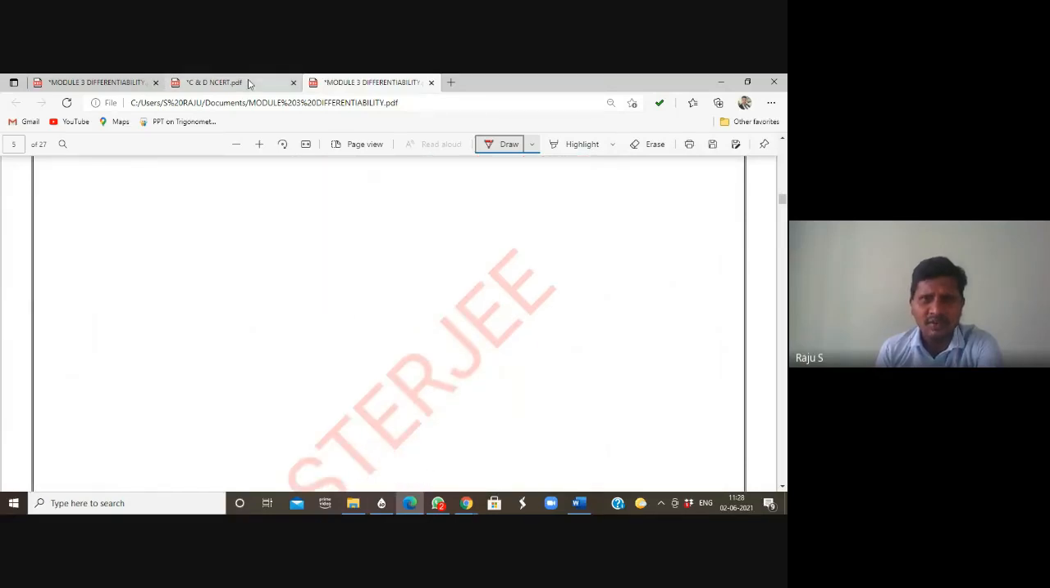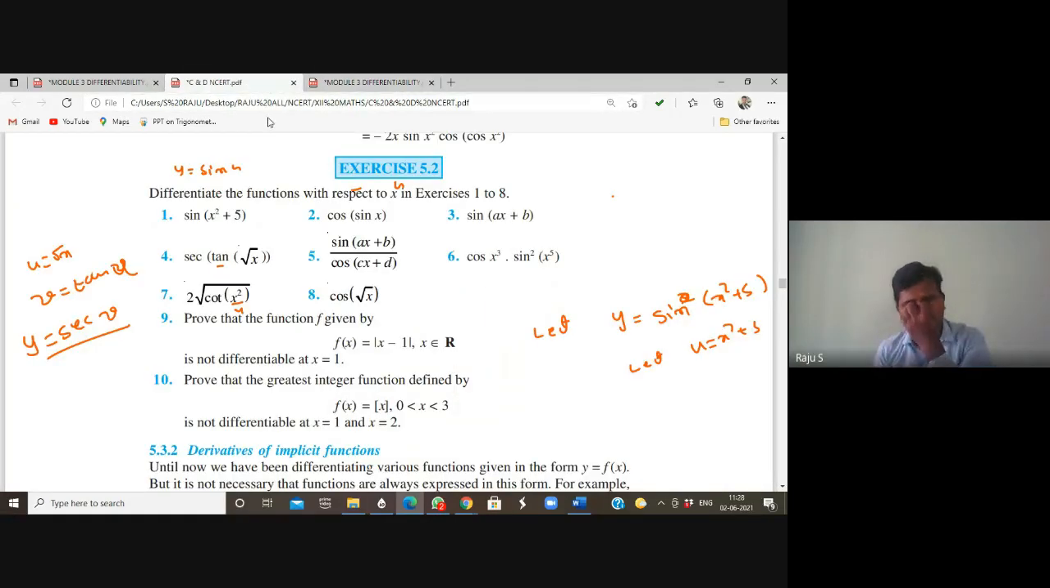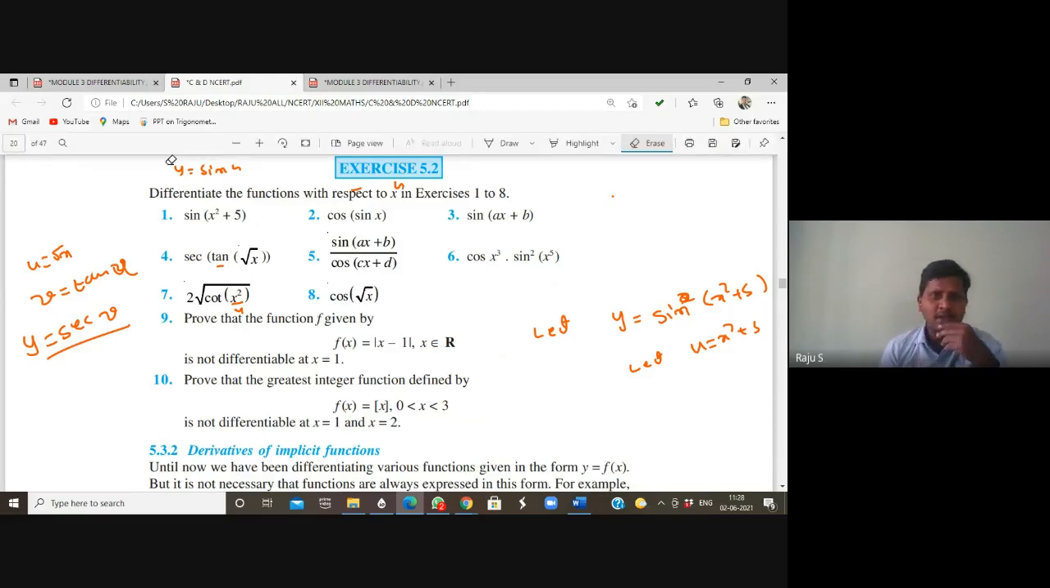What questions are easy? First, second, third, and only fourth, fifth, sixth, as well as seventh will have more number of steps. Complete all the questions. First, the important questions in this exercise are the 9th and 10th questions, because these depend on the modulus and the greatest integer function. Okay, let us do question number 4.